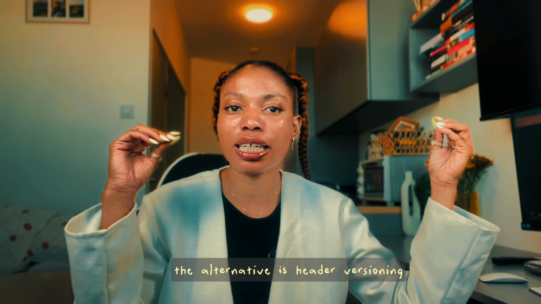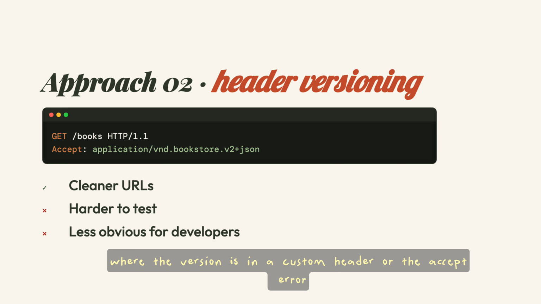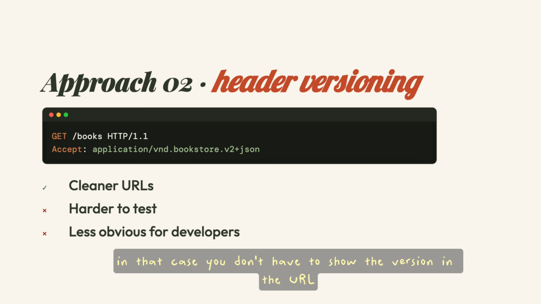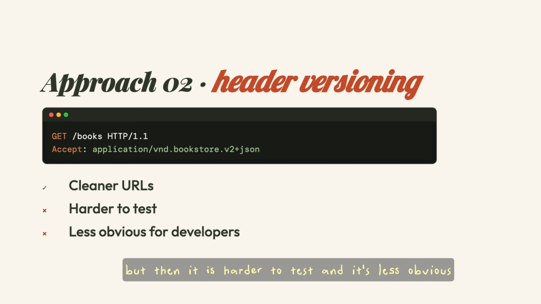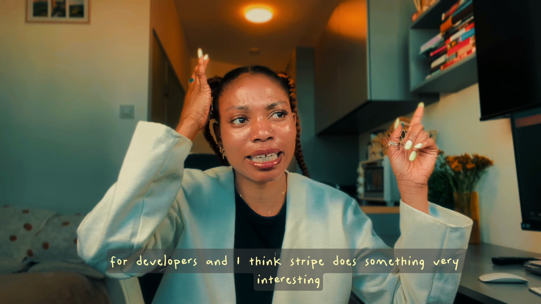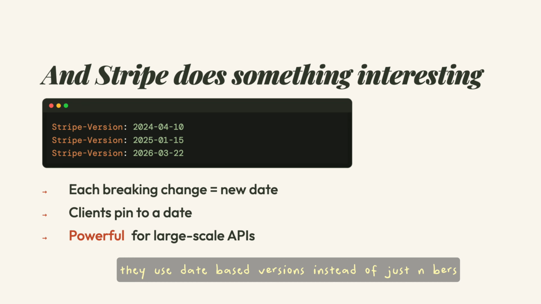The alternative is header versioning, where the version is in a custom header or the Accept header. In that case, you don't have to show the version in the URL, but then it is harder to test and is less obvious for developers. And I think Stripe does something very interesting. They use date-based versions instead of just numbers, and that is really good for large-scale APIs.